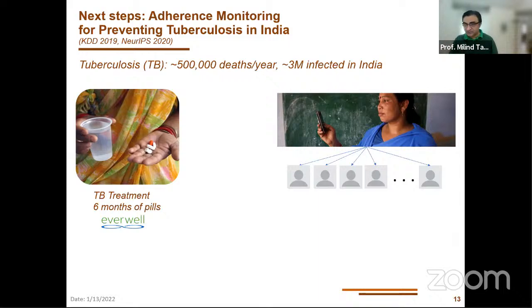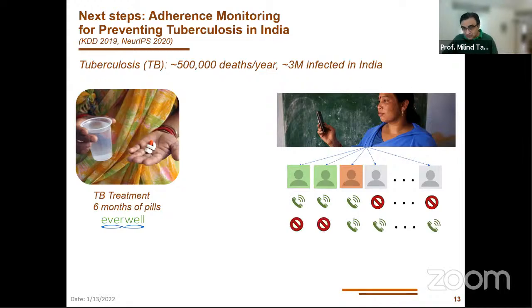We have a health worker, she has many TB patients under her care, and she has to choose who to call every day. So she may choose the first 3 people here and find out that 2 of them did take their medicine last night and 1 didn't. And she can encourage them to take their medicines daily. And then again, she has to decide next day who to call, and so on and so on.